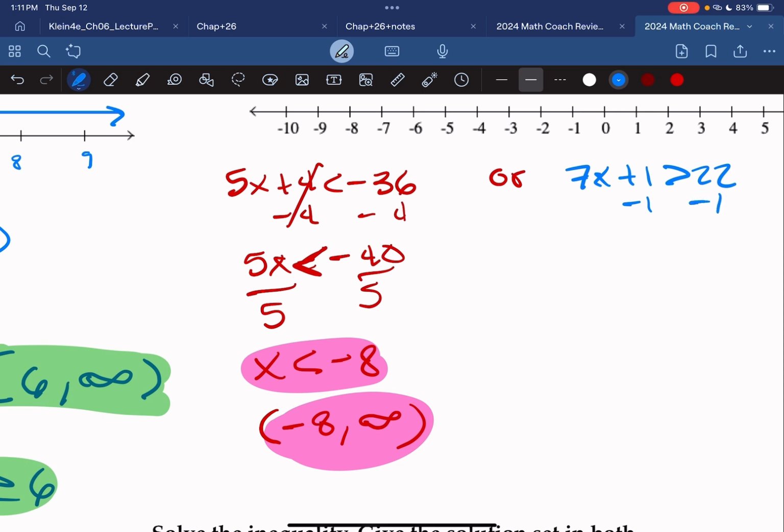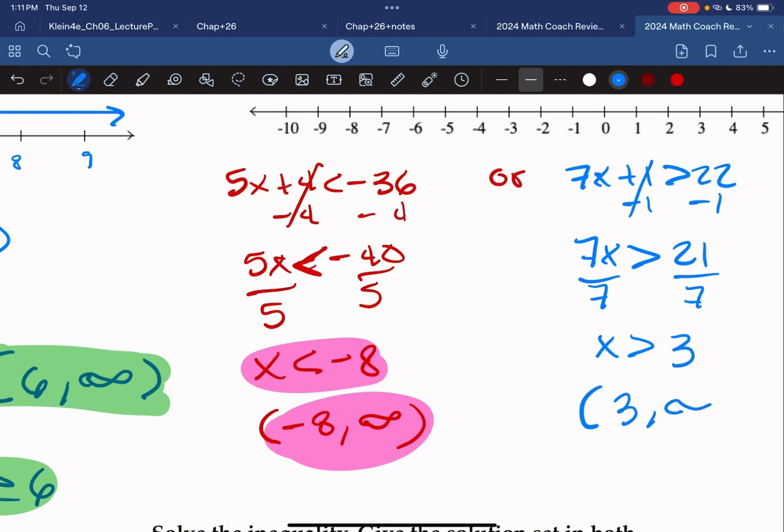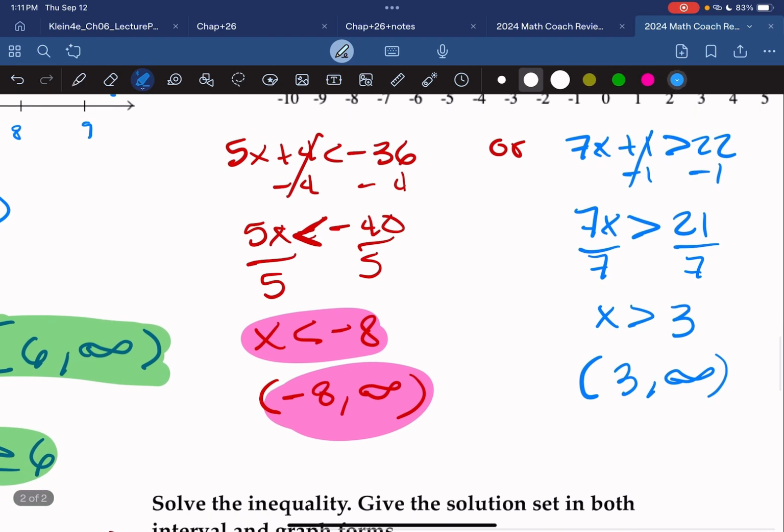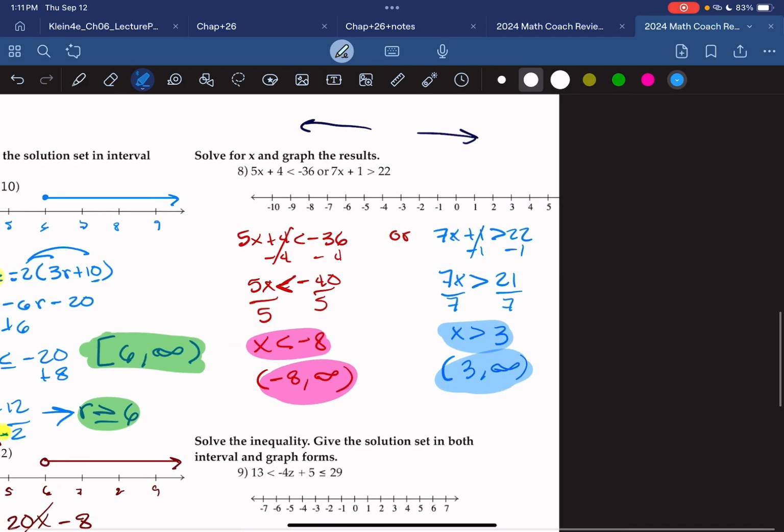Minus 1, cancel. 7x is greater than 21. Divided by 7, x is greater than 3. And then to write that in interval notation, once again, since it's just greater than, it's going to be all in parentheses, so it's going to be 3, comma, positive infinity. So that is interval notation. This is what we're going to use to graph, and now let's graph it.